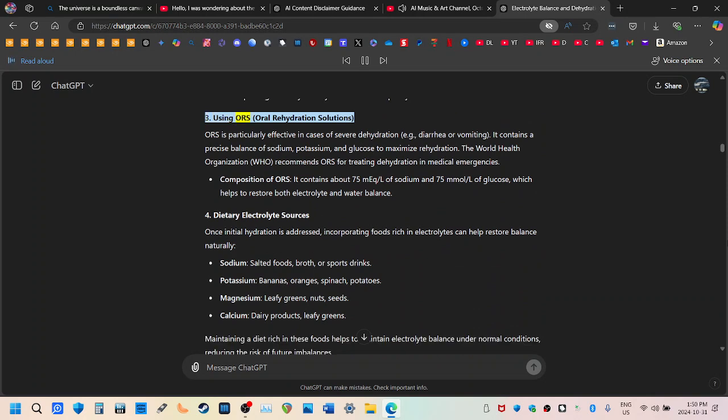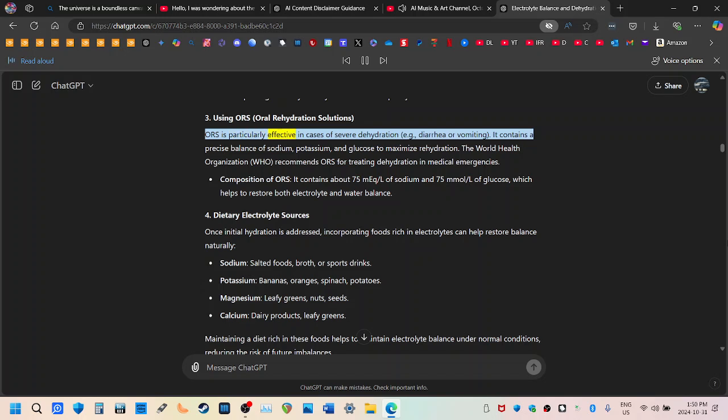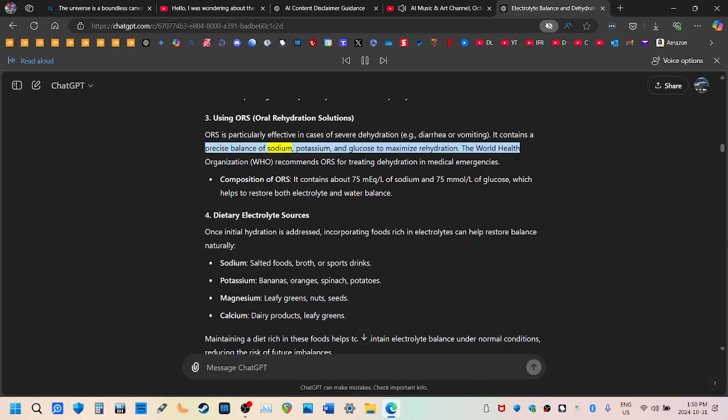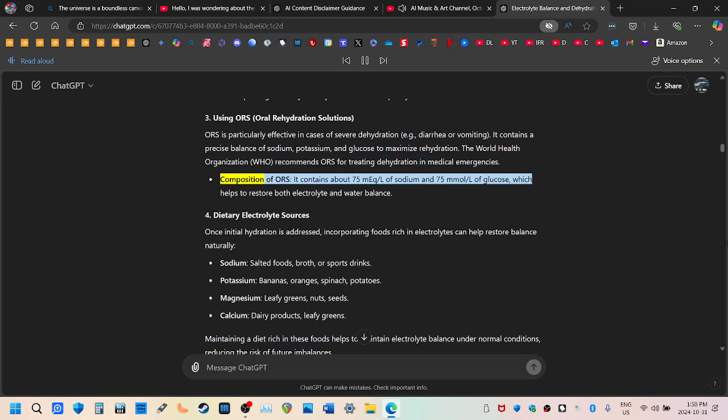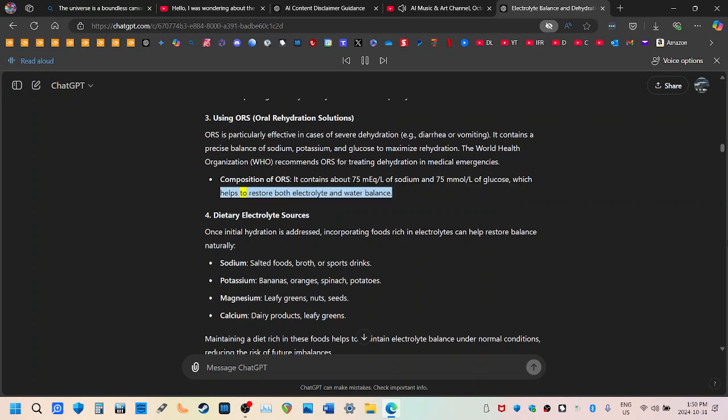3. Using ORS, oral rehydration solutions. ORS is particularly effective in cases of severe dehydration, e.g., diarrhea or vomiting. It contains a precise balance of sodium, potassium, and glucose to maximize rehydration. The World Health Organization (WHO) recommends ORS for treating dehydration in medical emergencies. Composition of ORS: it contains about 75 mEq/L of sodium and 75 millimoles per liter of glucose, which helps to restore both electrolyte and water balance.